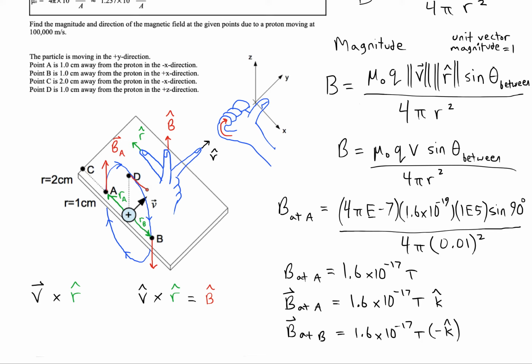We can answer D in a similar way. D is also 1 centimeter away from the moving charge. Therefore, the magnetic field at point D will be 1.6 times 10 to the negative 17 teslas. And this time it looks like our vector is going to be pointing in the x direction, which is the I hat direction.